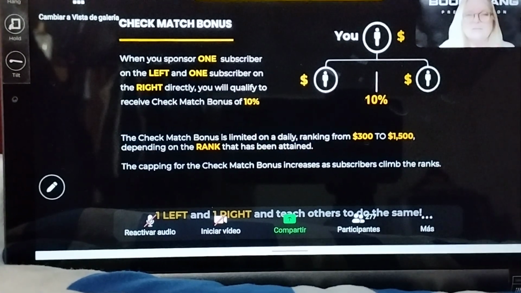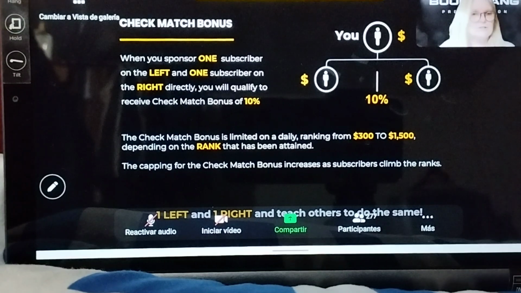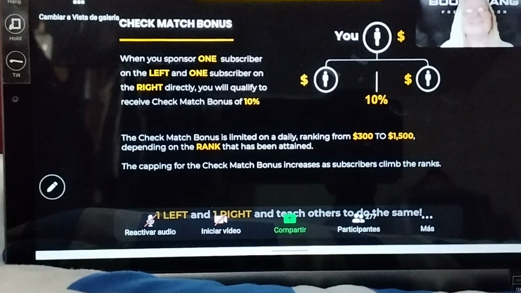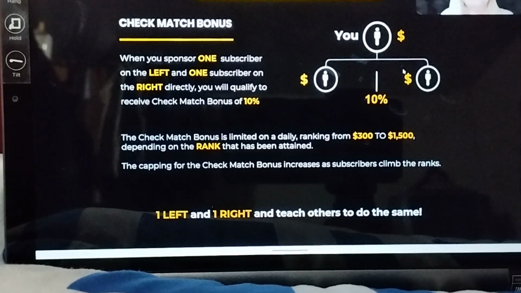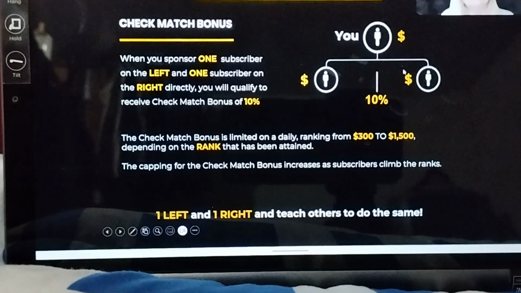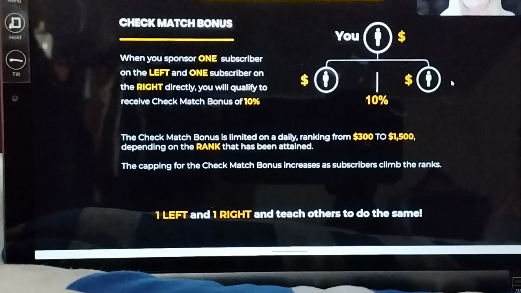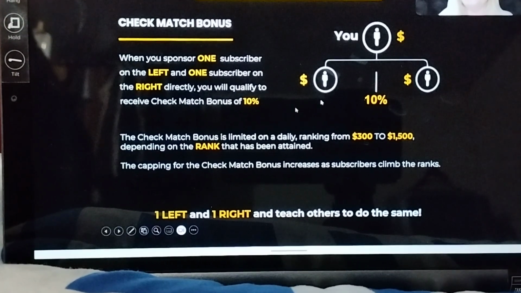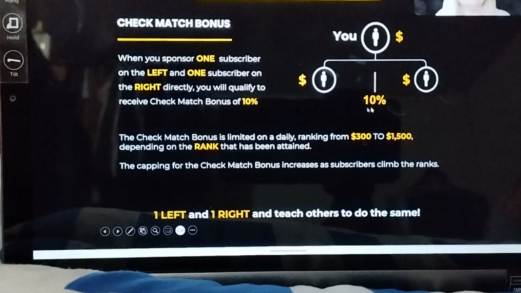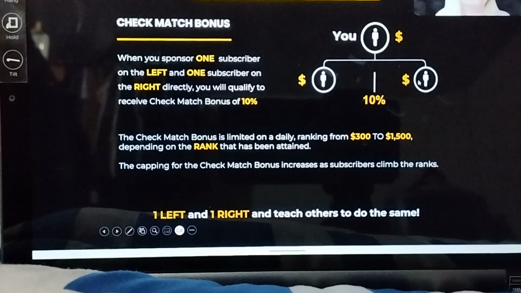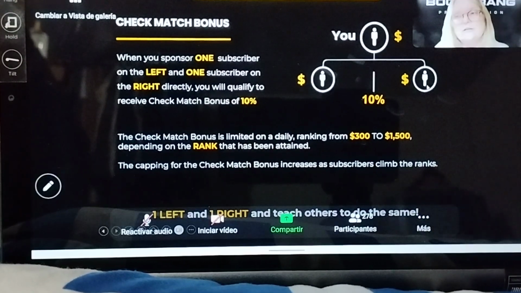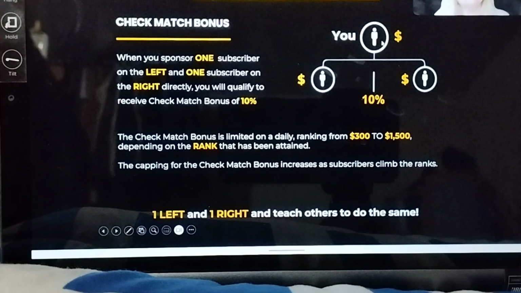There's also the check match bonus, which is the one that I really, really like. This is a team business. If you're building, then you're building teams. On your left-hand side and on your right-hand side, you get a team volume and get 10%. So if there is $1,000 here and $1,000 here as team volume, you will get $100, which is 10% as bonus in the check match bonus.